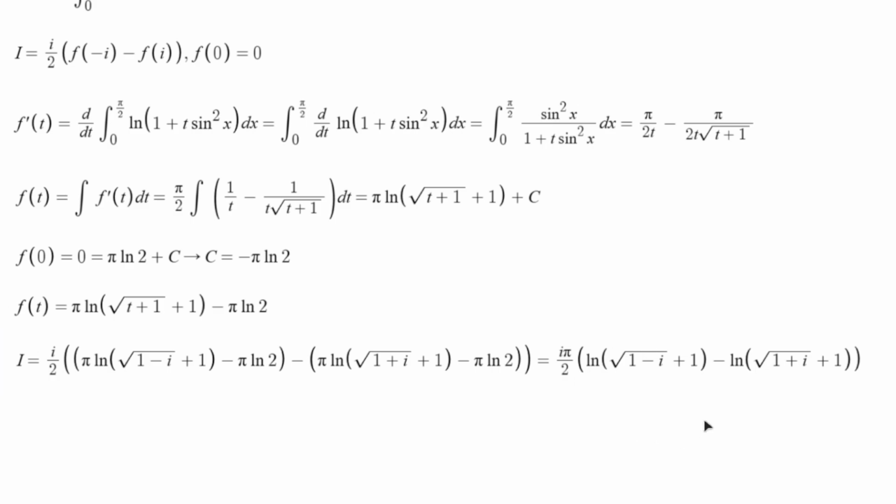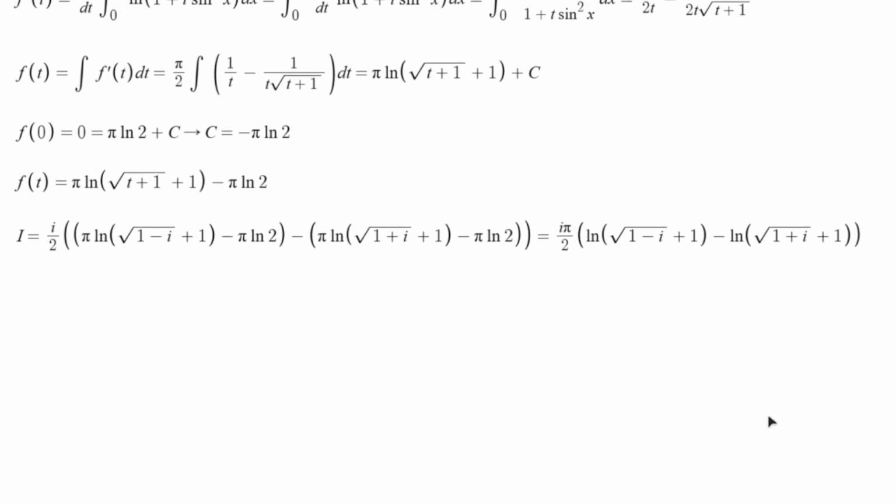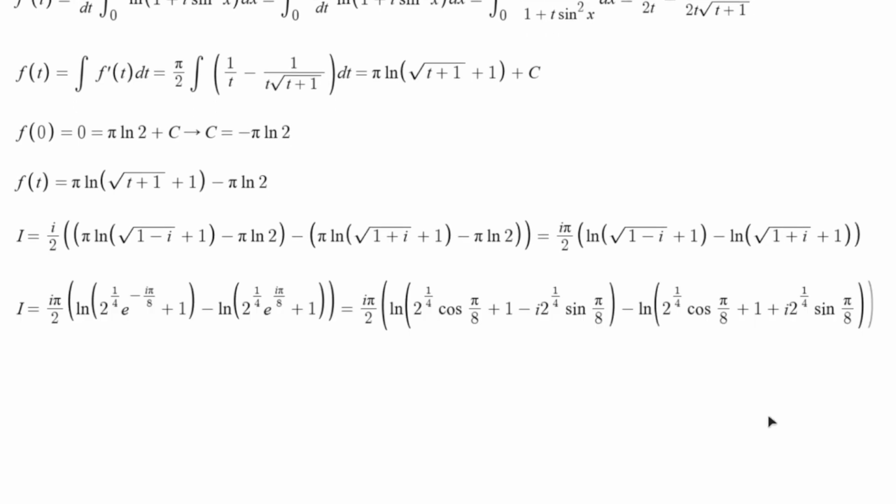Of course, we could leave it like that. I mean, that is absolutely true. But we don't want to leave I in our expression for big I. All right, so let's rewrite it a little bit.